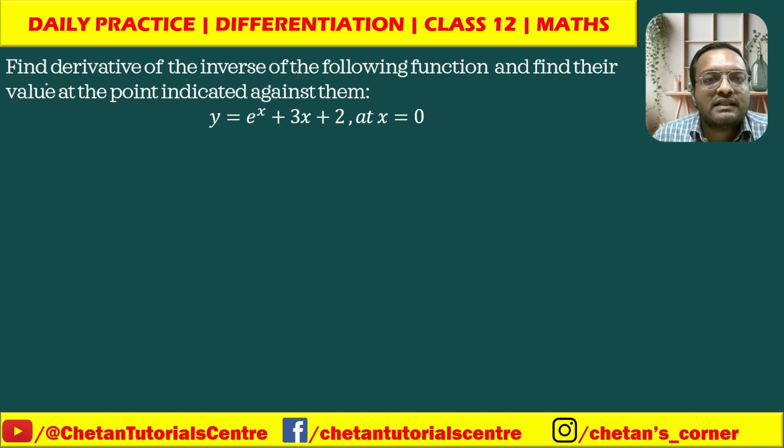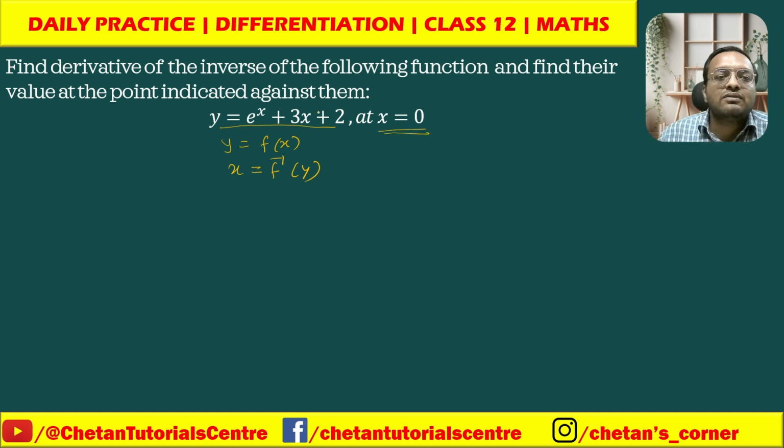First, I will read this. Find derivative of inverse function of the following function. So this is the given function y is equal to f of x, and we have to find derivative of its inverse function. Inverse function of y is equal to f of x is x is equal to f inverse of y. And find the value at the point indicated against them. So this is the function and the point indicated against it is x is equal to 0.